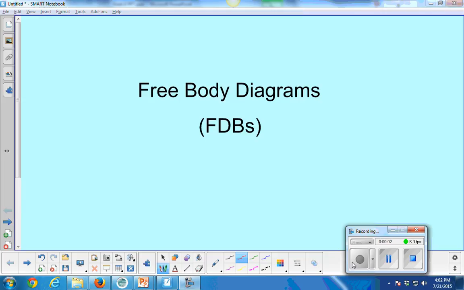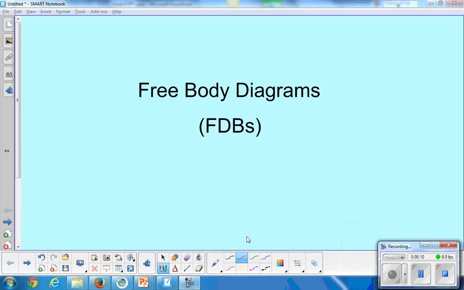Hi, welcome to free body diagrams. Free body diagrams are just a simple way to represent problems that we're going to try to figure out in physics. So let's get started.